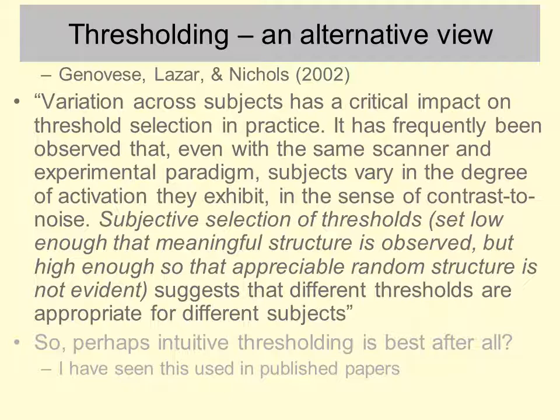And that was a strategy that I suggested some of you use in the workshop last week when examining individual participant data. Set the threshold so that you see meaningful structure, but you don't see that kind of salt and pepper randomness, and that will cause the threshold to vary across participants. I've seen papers published by Jodie Cullum using this strategy. So maybe we should be using intuitive thresholding after all.